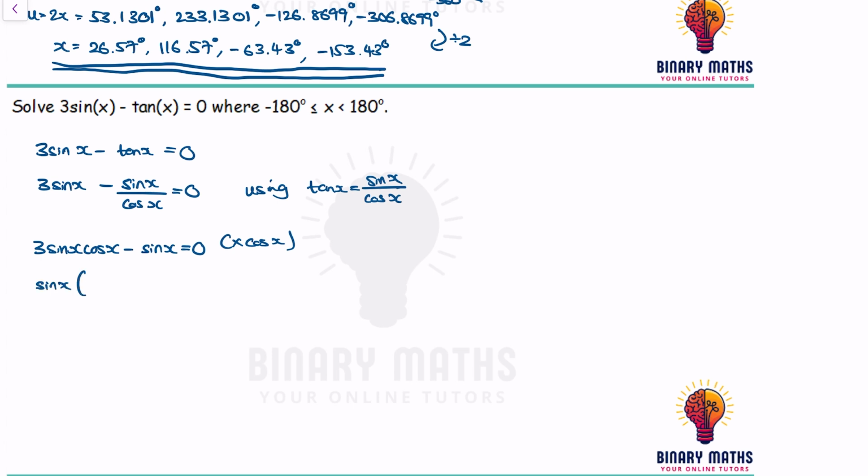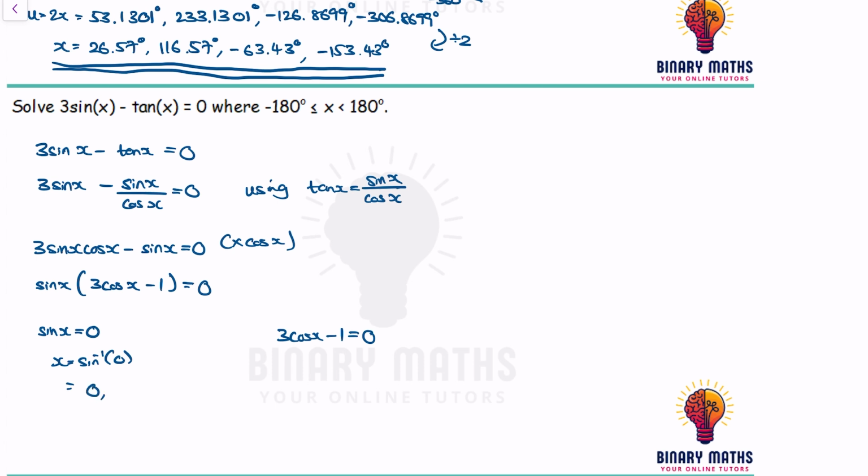So sine x times (3 cos x minus 1) equals 0. Now you have two situations. Either sine x equals 0 or 3 cos x minus 1 equals 0. So x is equal to inverse sine of 0, which is 0 degrees.